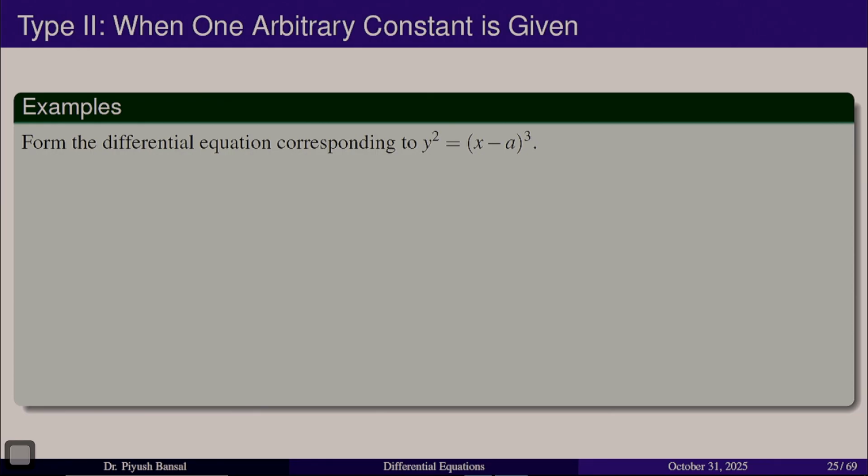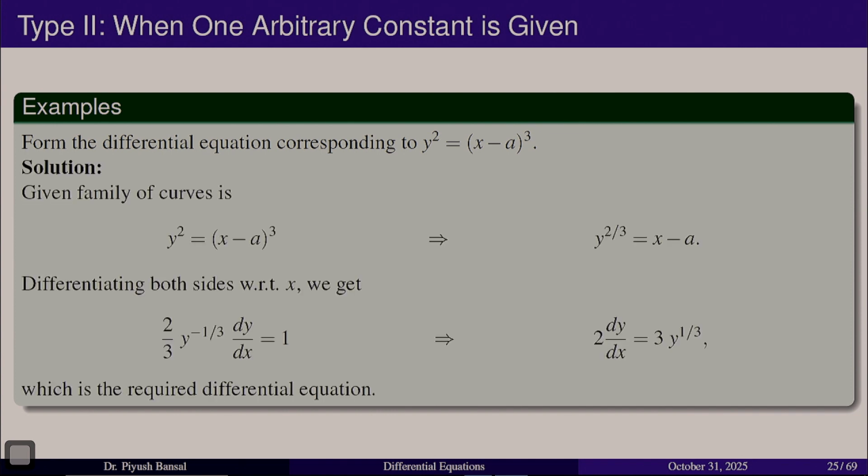Similarly, when we have the equation y square equal to (x minus a) whole cube, then again a can be separated out. So we can take the power 1 by 3 on both sides, which gives us y to the power 2 by 3 equal to x minus a. Now a is separated, so we can differentiate directly in order to obtain the resulting differential equation of first order in this case.